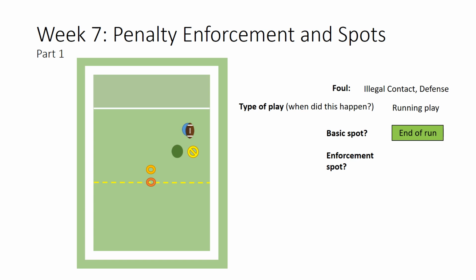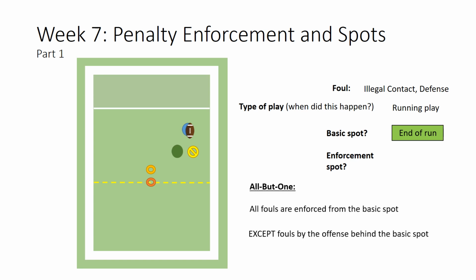Now, since it was a live ball foul, we go to our all but one principle, which says all fouls are enforced from that basic spot except for fouls by the offense behind the basic spot. Does this fall into the exception, or does this fall into all fouls? This was not by the offense, it was by the defense. Therefore, our exception does not apply. We will enforce it from the basic spot being the end of the run. Therefore, we enforce this illegal contact by the defense at the end of the run.